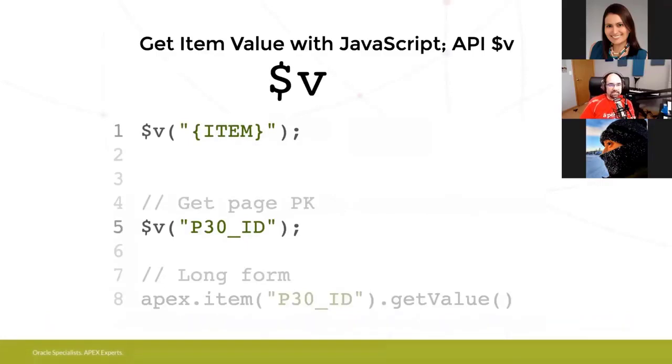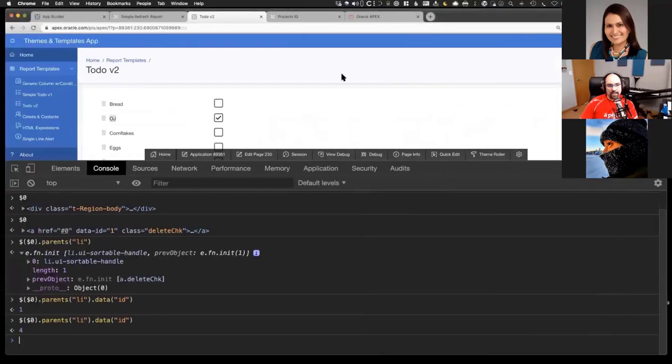There are some built-in JavaScript functions available to Apex. $v, for value, is one of the most common. We can have $v and the name of an item, for example, P30_ID.